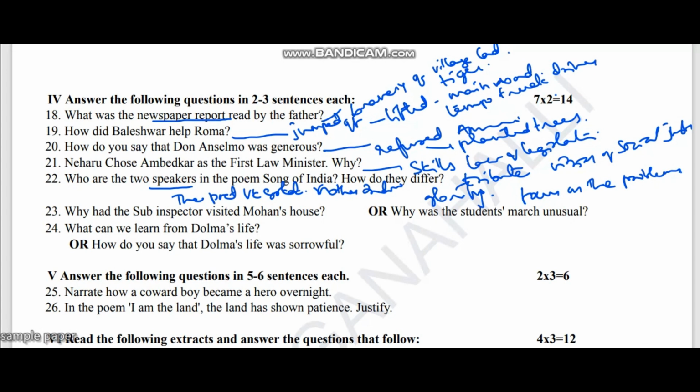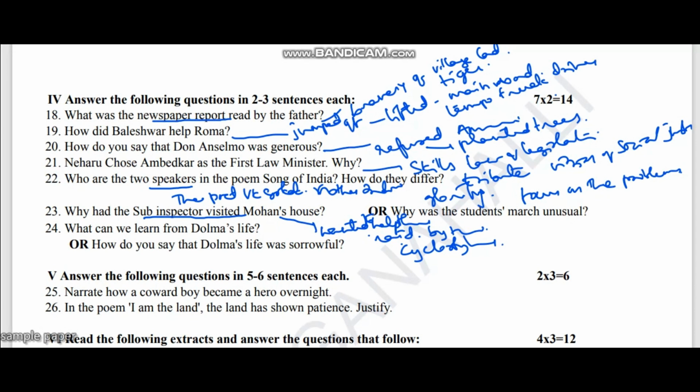Number 23. Why had the sub-inspector visited Mohan's house? Sub-inspector Mr. Patil wanted to help them, and he also wanted to inform about the raid by the British police, and also he wanted to take away the cyclostyling machine from their house. That's why he came to their house.